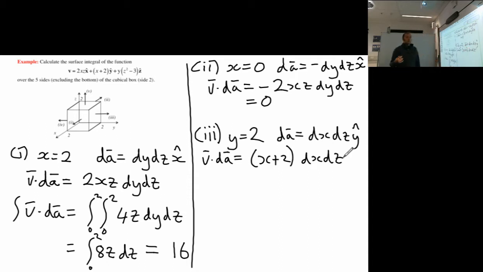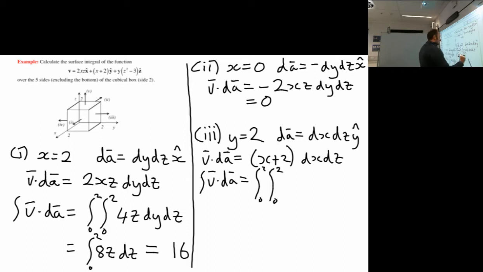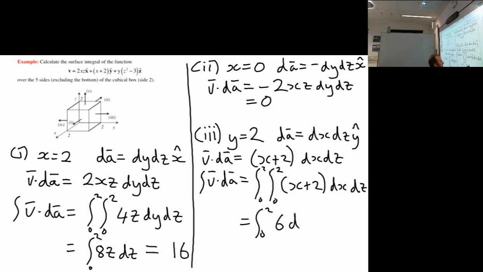Now again, what we must do is integrate over x and z. So we have the integral of v dot dA equal to the double integral from 0 to 2, 0 to 2 of x plus 2 dx dz. And when we integrate this out with respect to x, we will have x squared over 2 plus 2x, putting in 2. This is going to give us 2 plus 4, so it's going to give us 6 dz. Now we integrate this, we get 6z, so we get 12. So this is our answer for our third side.